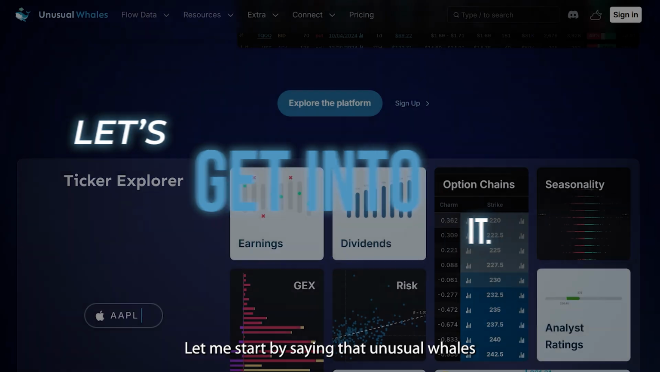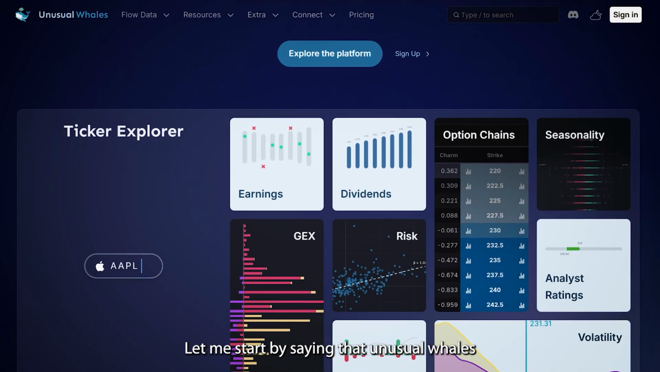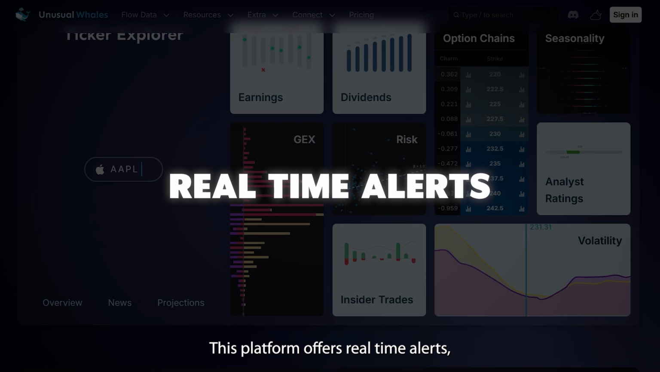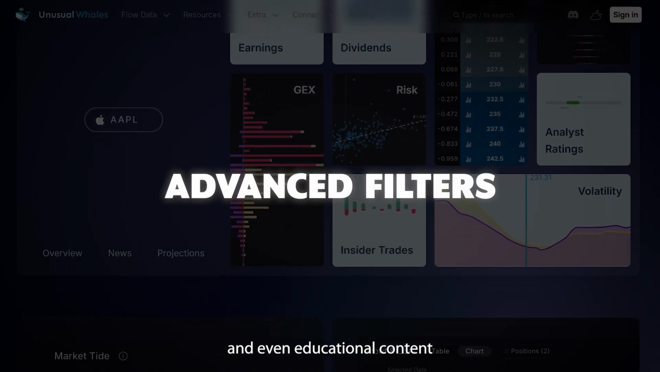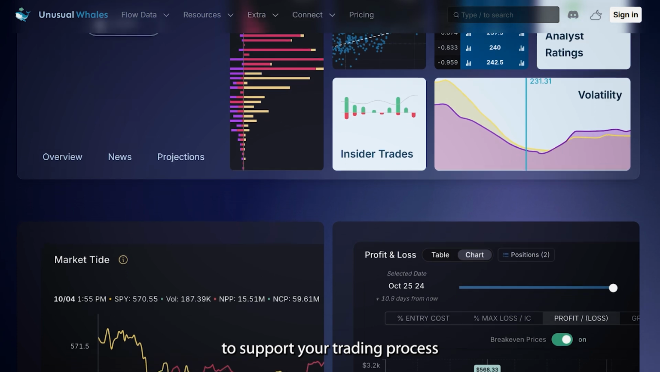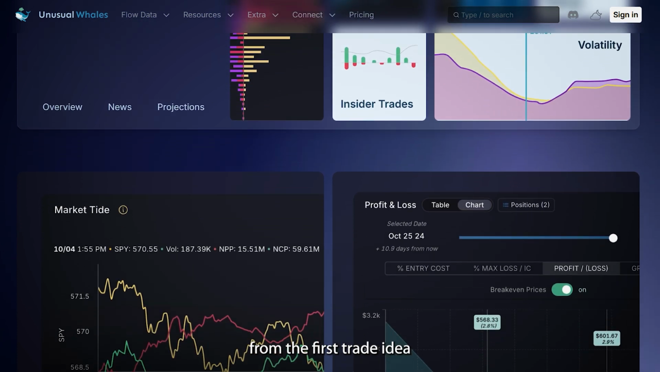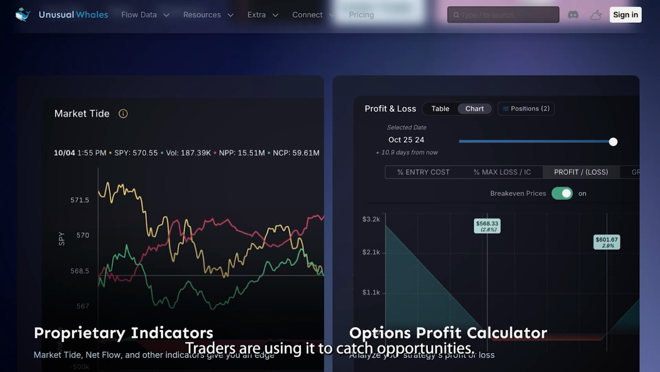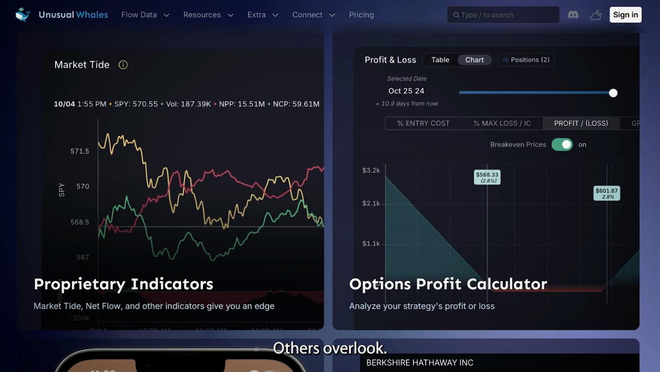Let's get into it. Let me start by saying that Unusual Whales is not just about raw data. This platform offers real-time alerts, advanced filters, and even educational content to guide you along the way. They've built it to support your trading process from the first trade idea to your closing position. And the buzz around it isn't just hype. Traders are using it to catch opportunities others overlook.